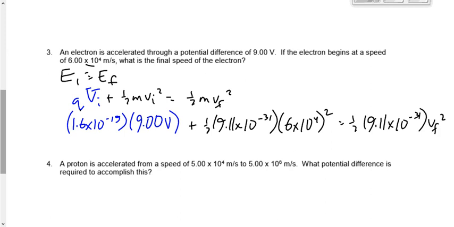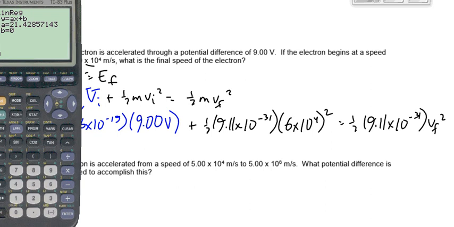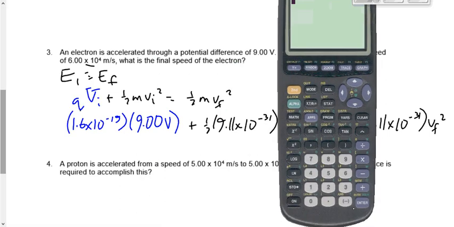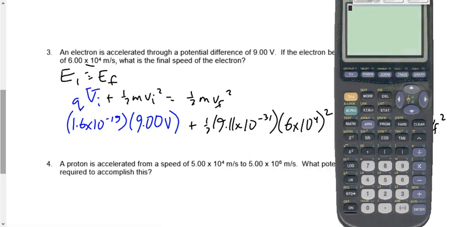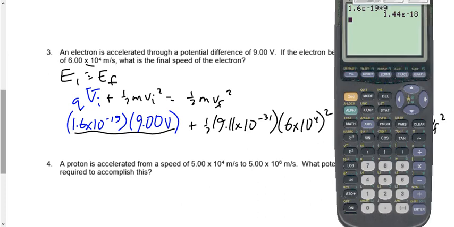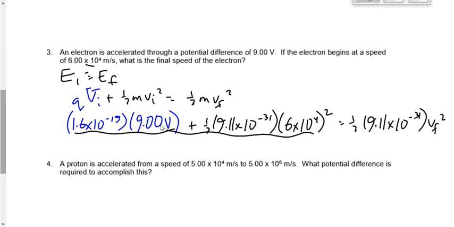Oh yeah, lots of numbers here that we've got to work through. We're going to say, here, let's bring this over here. On the left-hand side, we're going to say 1.6 times 10 to the minus 19 times 9. There's the first term. 1.44 times 10 to the negative 18. Let's add to that now. 0.5 times 9.11 times 10 to the minus 31 times 6 times 10 to the 4 squared. Okay, there's the whole left side now. I've combined the first term and the second term.